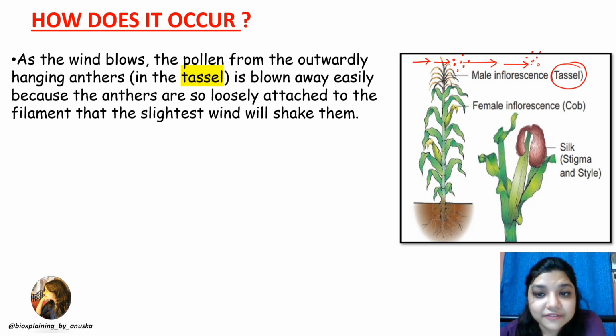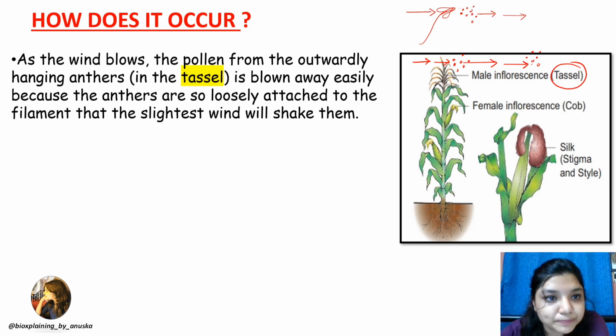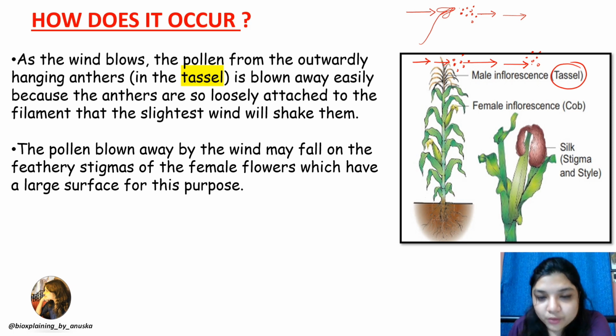Now the anthers are very loosely attached to the filament, right? So say this is the filament, the anthers are very loosely attached and dangling. So as the wind comes and hits them, they can easily release the pollen grains, which the wind will carry away, right? Then what will happen is the pollen is being carried by the wind, and now they'll go and fall on the feathery stigma of some female flower.